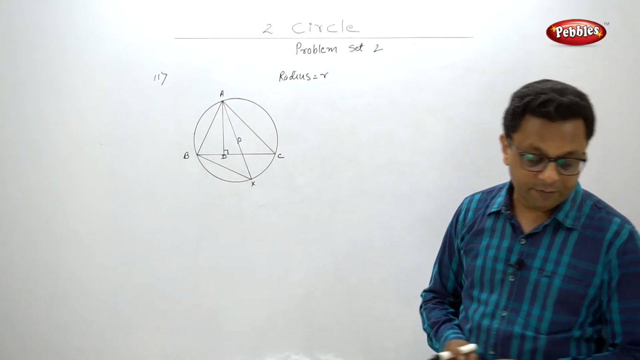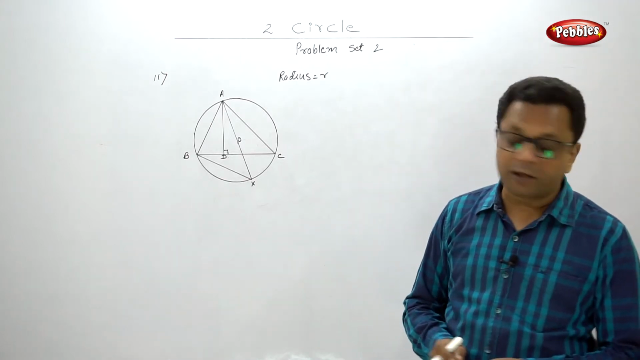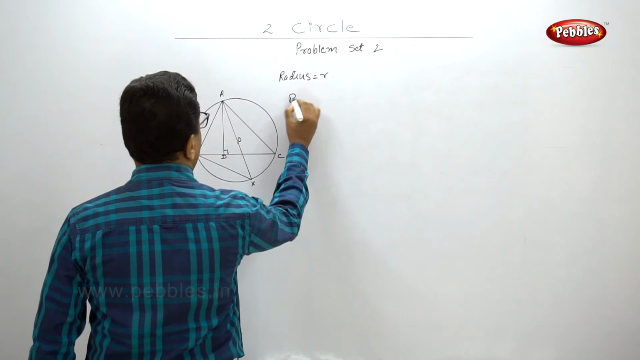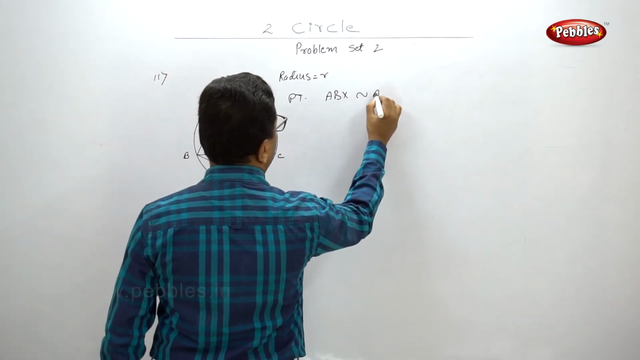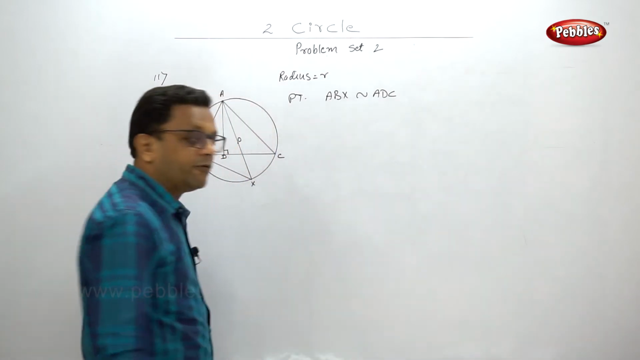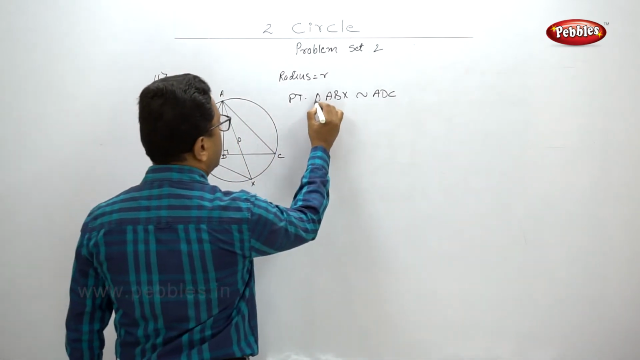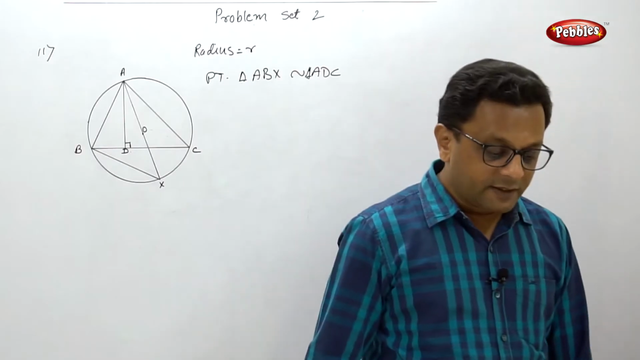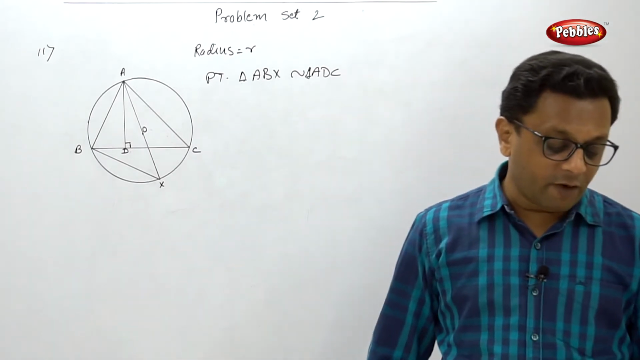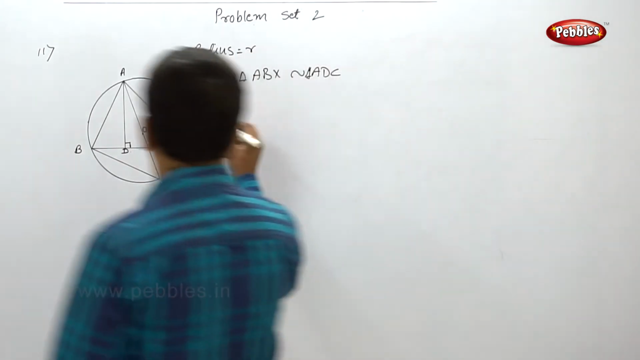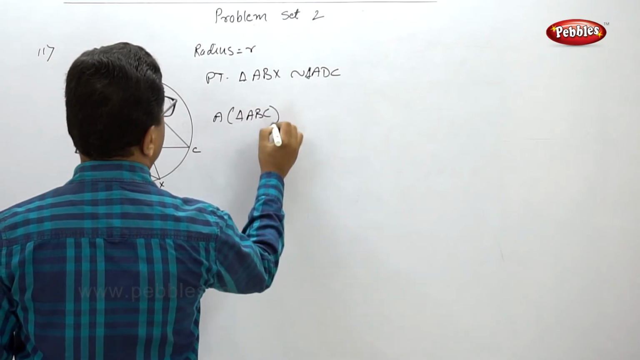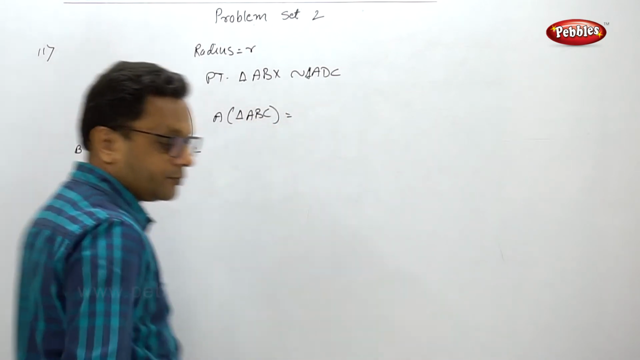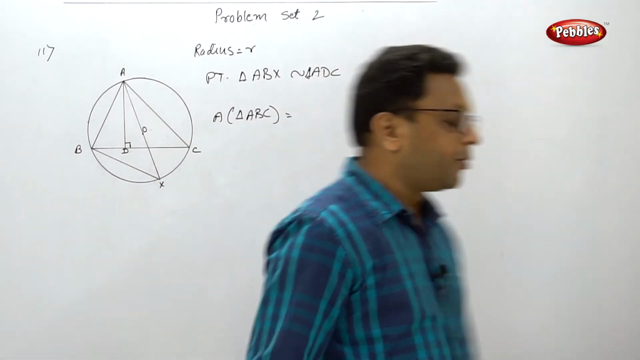Prove that ABX is similar to ADC. This is the first thing we have to prove. These two triangles are similar, we have to prove. And the second thing we have to prove is that the area of triangle ABC is equal to ABC upon 4R.